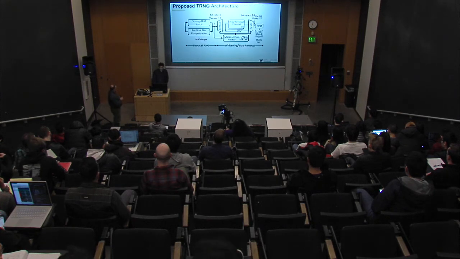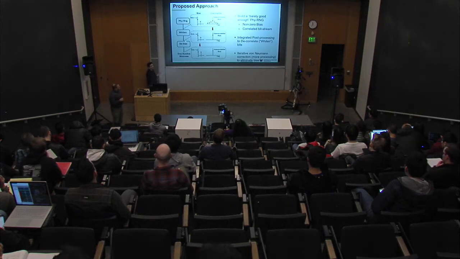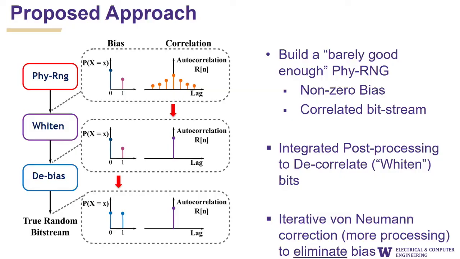Yes, that's absolutely right. Your von Neumann correction is only for debiasing. It does nothing for autocorrelation. You have to fix autocorrelation before you do bias removal, because von Neumann correction relies on independent bit streams. Autocorrelation is a constraint for von Neumann correction. If you want to do von Neumann, you cannot have autocorrelation. You better go fix that problem before you run this algorithm.